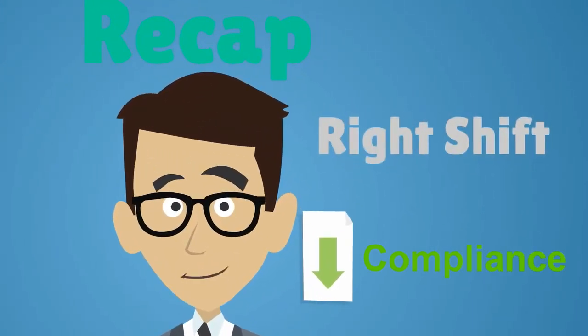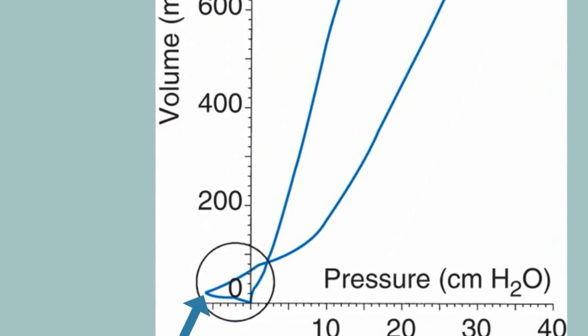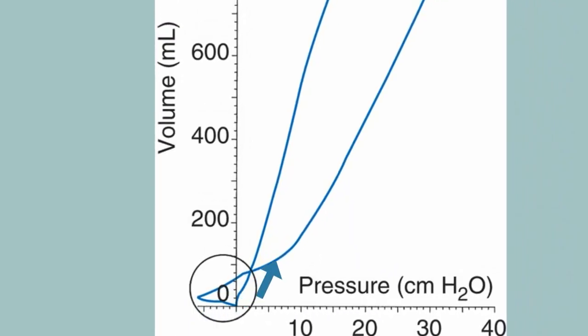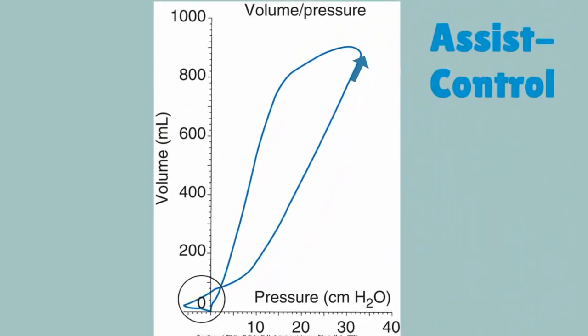Well, what if you see this? This means the patient attempted to trigger the breath, so the graph naturally went into the negative pressure side. At this point, the ventilator sensed the patient's effort and decided to give a controlled positive pressure breath. This happens in the assist control mode.